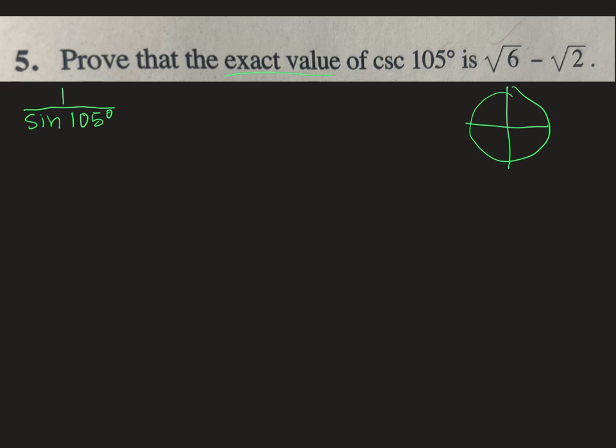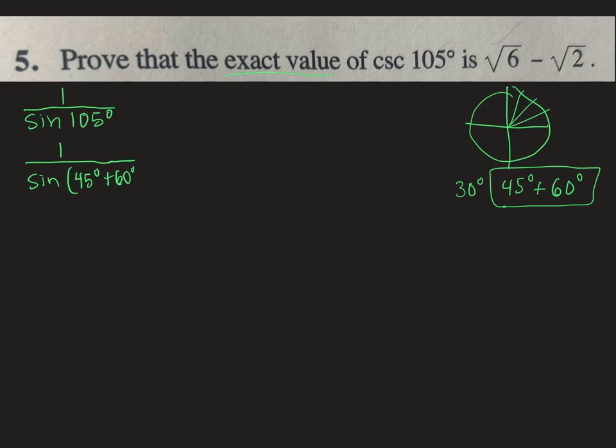So we'd start there, and then they want exact value, but really, as far as exact values on the unit circle, we know 30, 45, and 60, and then in other quadrants as well. So we need to think about 105 in terms of a couple of those angles added together. And what we could do is 105 would basically be 45 plus 60. So then we're going to write that as the sine of, instead of 105 degrees, 45 degrees plus 60 degrees.